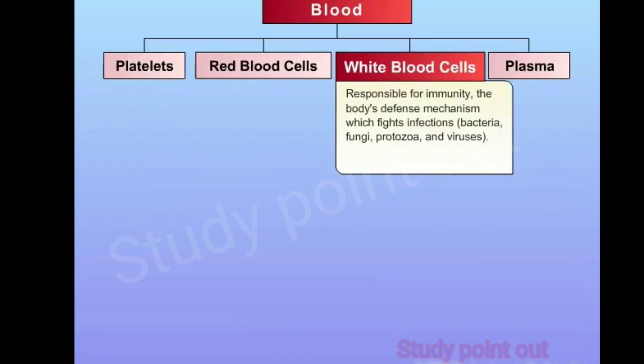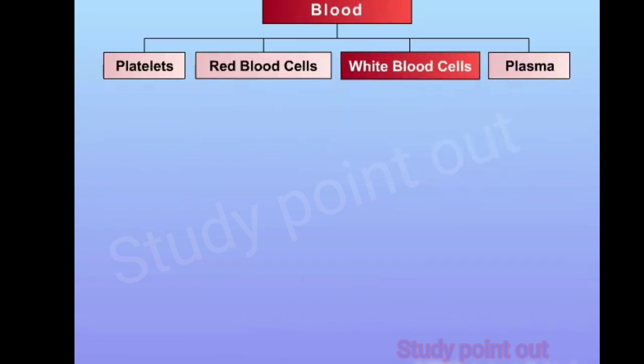The white blood cells are those which are directly responsible for fighting off infection, and they comprise a number of subsets. White blood cells are responsible for immunity, and they are responsible as well for the body's defense mechanisms that fight infections that are of a variety of different types. These include bacteria, fungi, protozoa, and viruses.